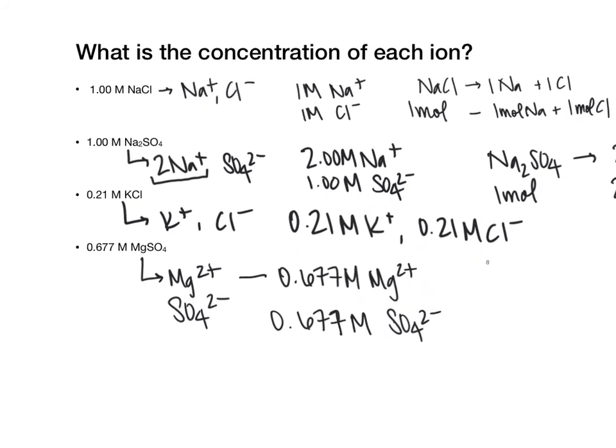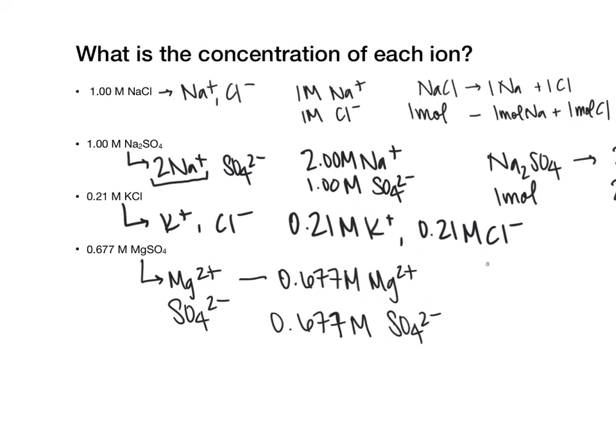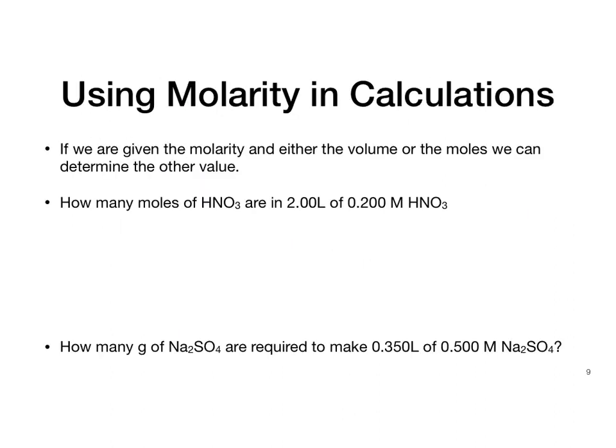So the concentration of each ion is based on the concentration that it starts with. So if we calculate how much molarity something is, we want to start to think about how we can use these calculations. Instead of just calculating the ions over and over again, what if we wanted to know how many moles of HNO3 are in 2 liters of 0.2 molar HNO3?